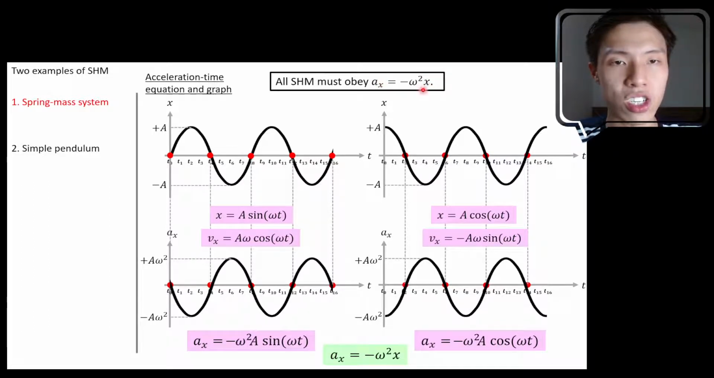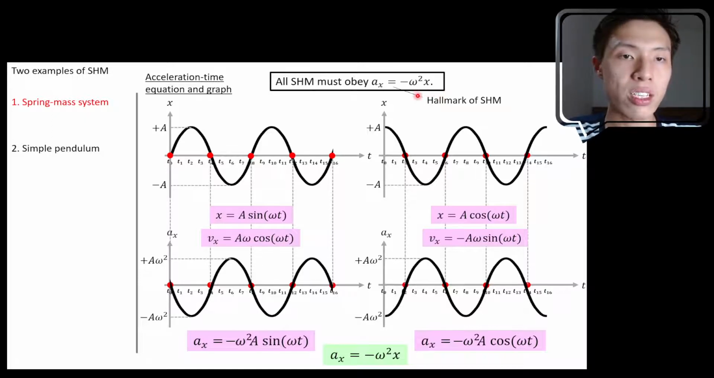y, you can change it to z, you can change it to theta. There are various versions, but we usually just say the x component of acceleration equals negative omega squared x. So all kinds of simple harmonic motion follow this kind of equation. There might be a little bit of modification, but it always follows this kind of equation.